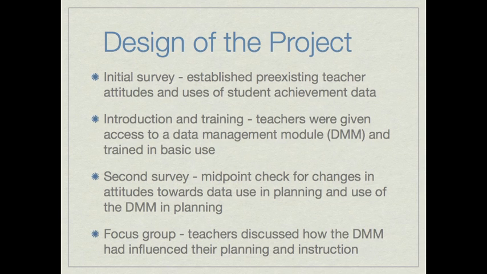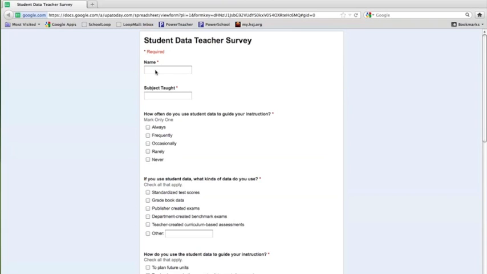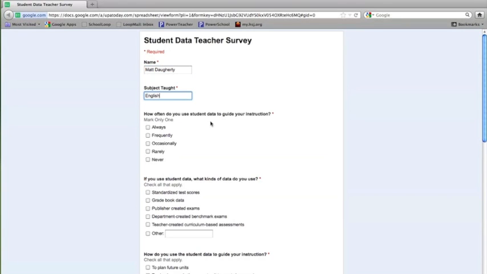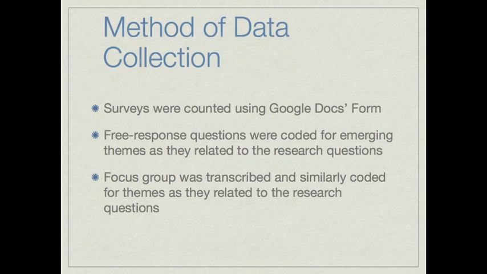Finally, 6 teachers participated in a focus group at the end of the year, where they discussed the ways Data Director did or did not influence their instruction this year. The surveys were done on paper, but were also made available through Google Docs' form feature. All paper surveys were entered into the form for easy counting. Each free response question and the transcript of the focus group discussion was examined and coded for common themes as they related to the research question.